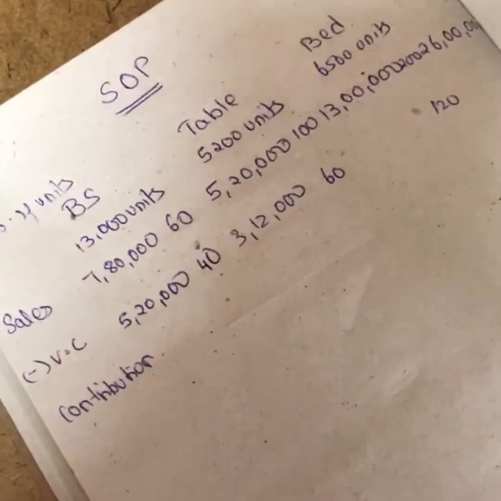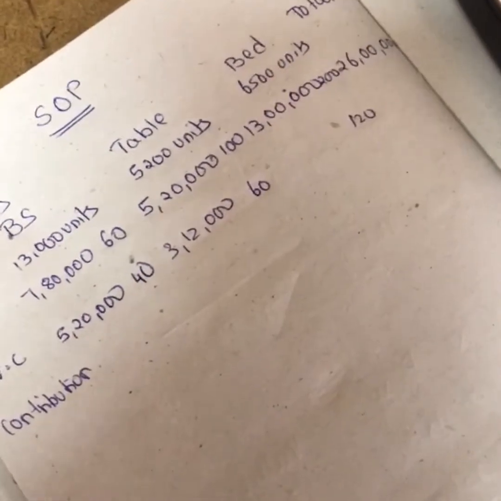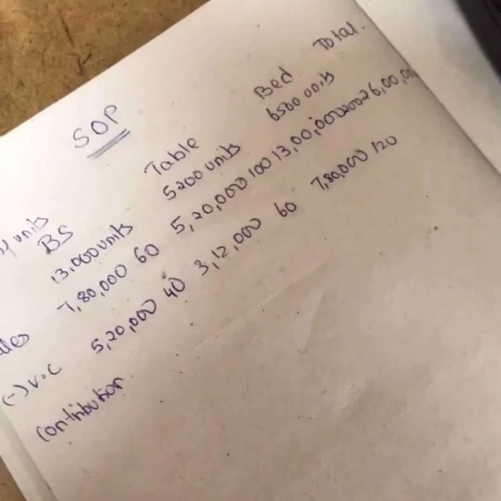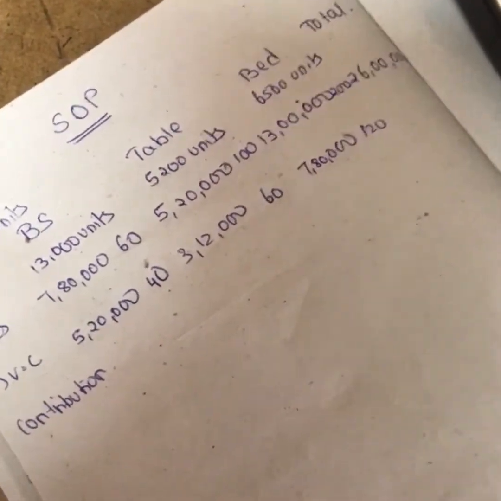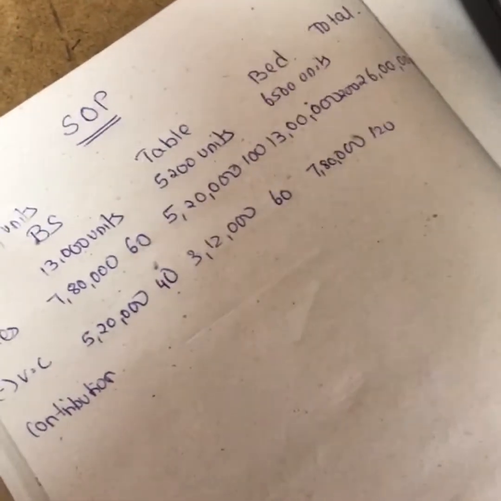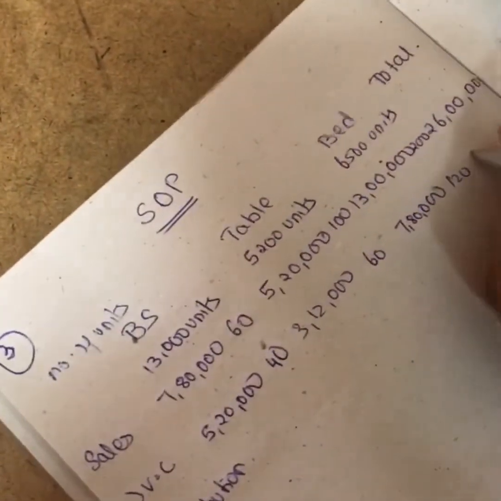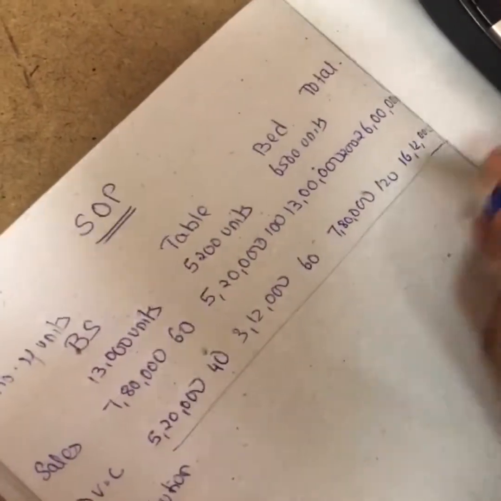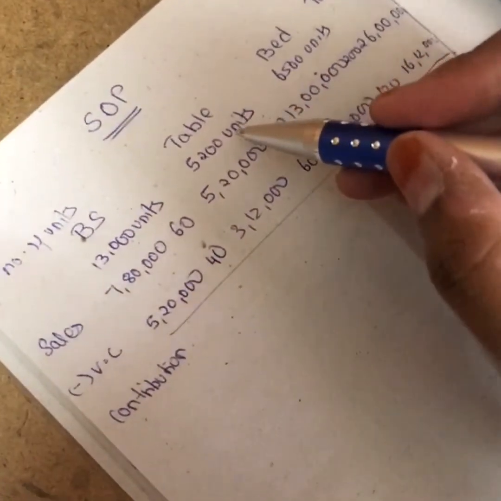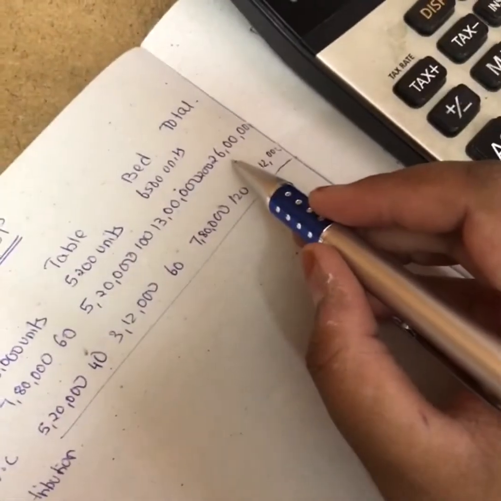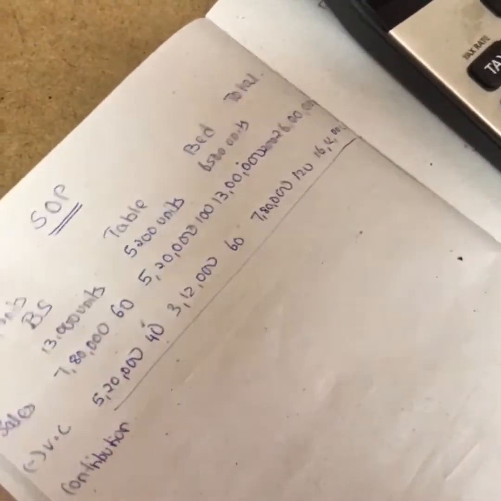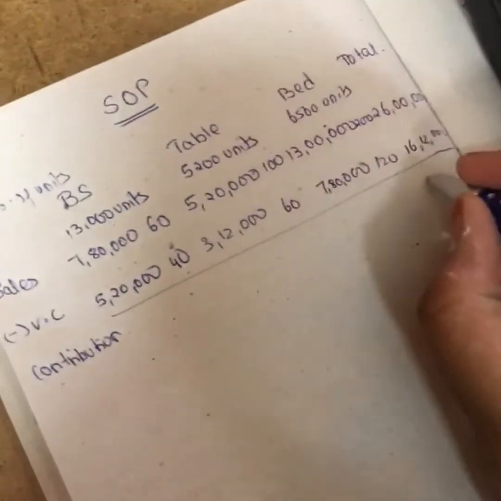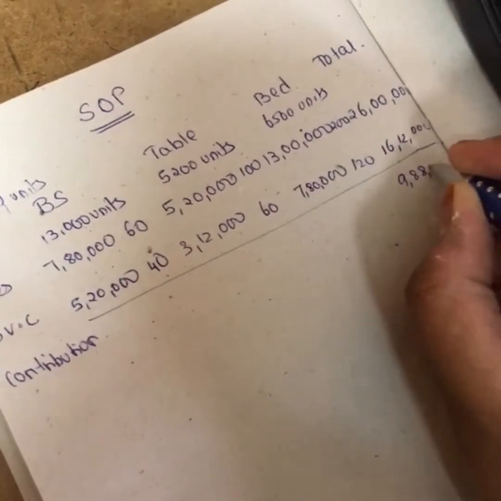So 120 into 6,500, you get 7,80,000. Okay, so the total is 5,20,000 plus 3,12,000 plus 7,80,000. So you get a total of 16,12,000. For contribution, you can do it separately for bookshelf, table and bed, or directly you can subtract 16,12,000 from 26 lakhs. So if I subtract this, I get 9,88,000.